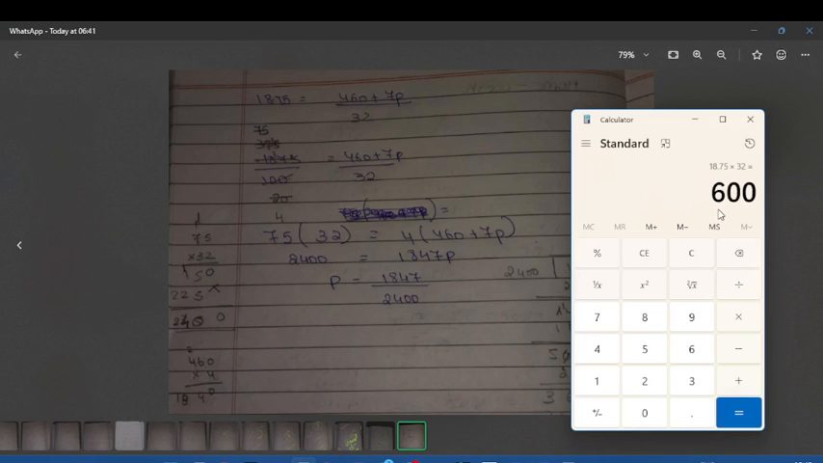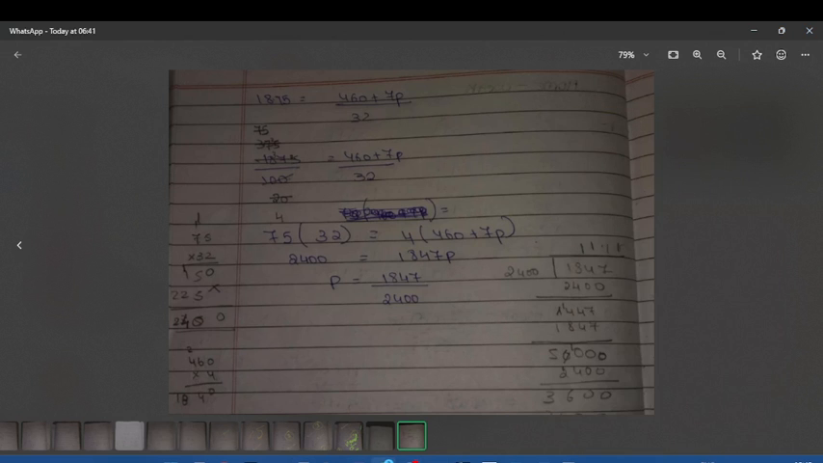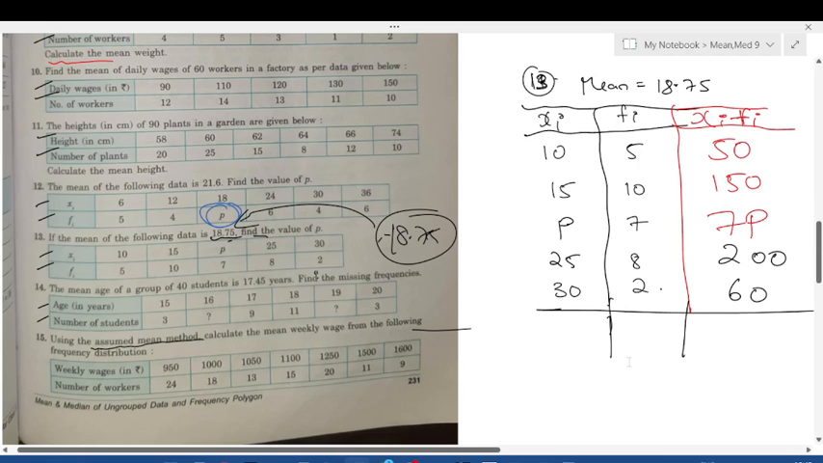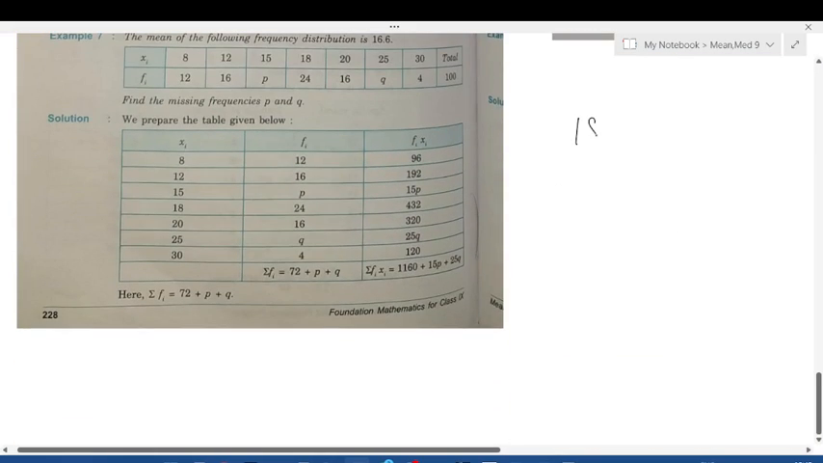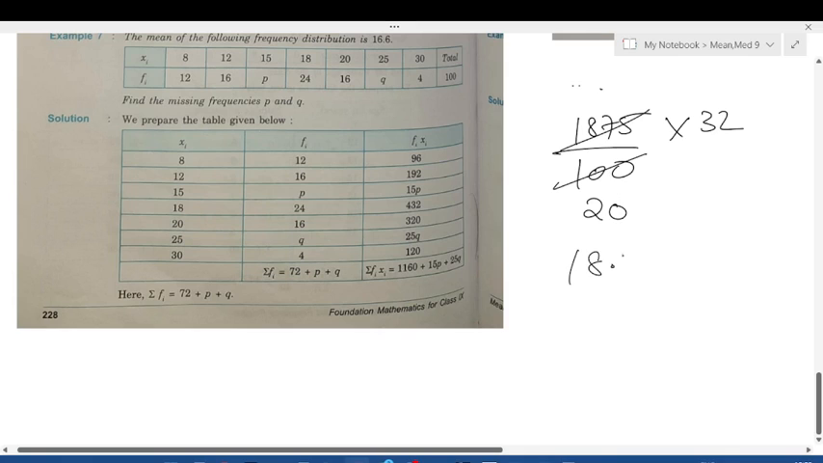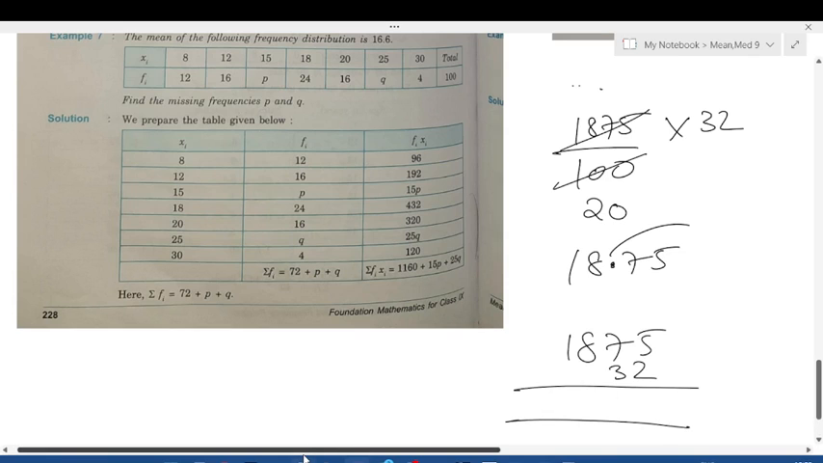600. Okay, 18.75 into 32. Look here, let me show the calculation part. By using the calculator, it is easy, but in the exam, it is going to be tough. Into 32. So 18.75, you write it like this. Divide it, 5 into 20. You can divide. If not, for 18.75, remove this point. Multiply 1875 and 32, whatever answer you'll get.